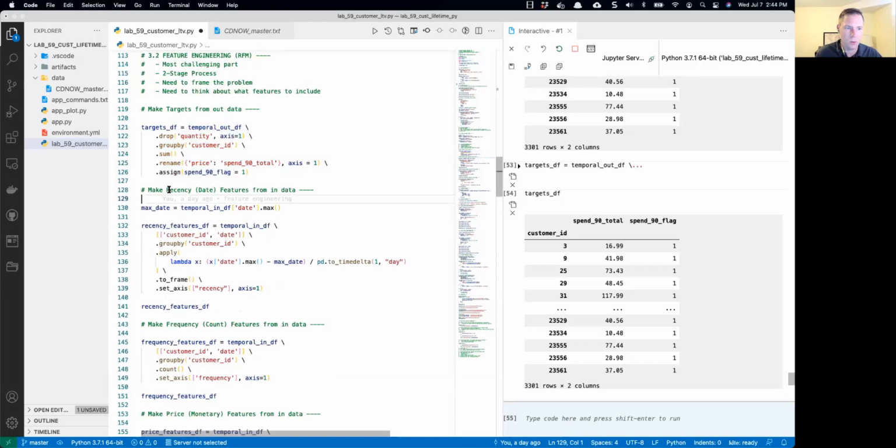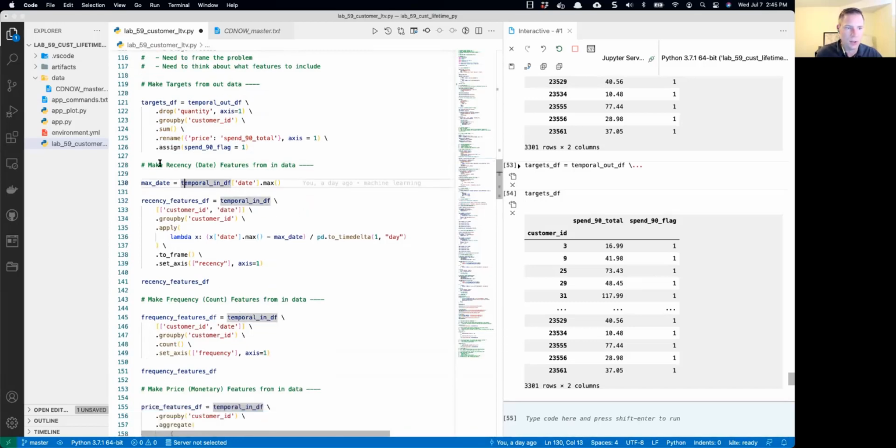Next, we'll do our feature engineering, and now it's from the in data. So it's very important. We used our out data to create our targets. Now we have our in data, which is what we're going to work with in order to assess the descriptive features that we want to relate to the next 90 days, their purchasing behavior.